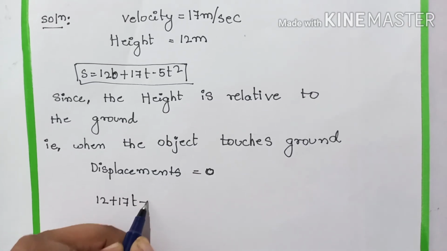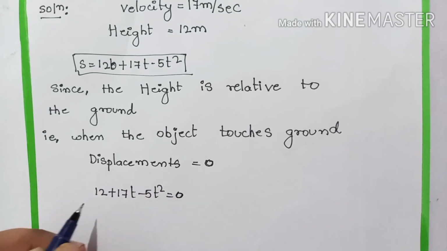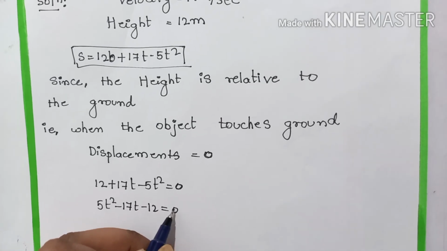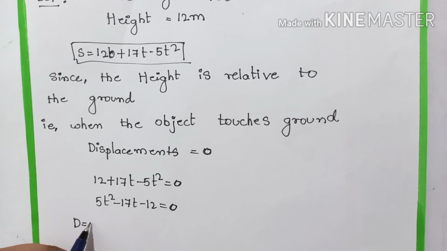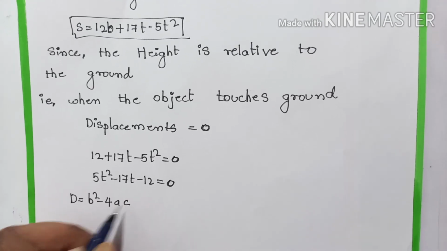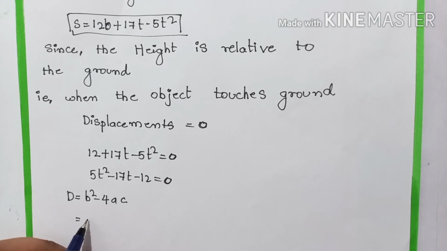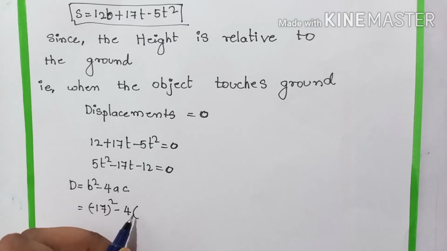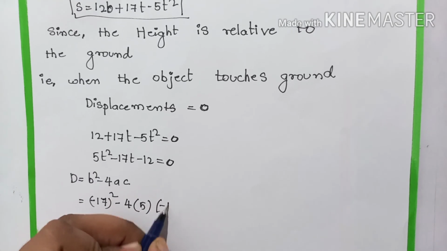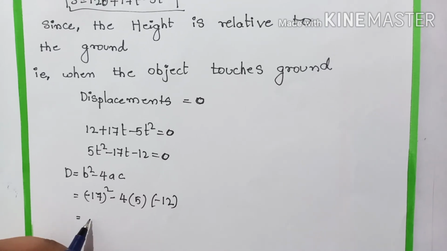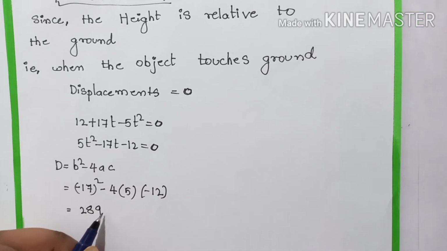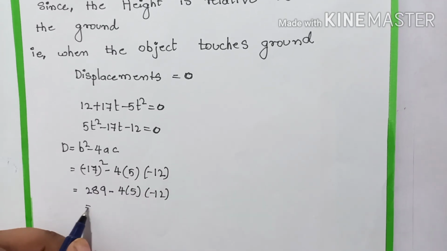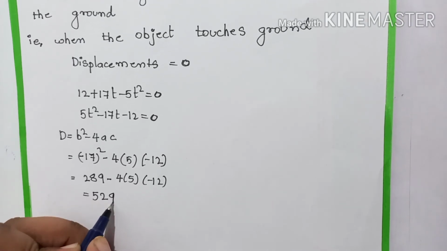12 plus 17t minus 5t square equals 0. That means 5t square minus 17t minus 12 equals 0. Now we will use the formula as usual. D equals b square minus 4ac, and b is minus 17, whole square, minus 4 into a, which is 5, and c is minus 12. 17 square is 289, and 4 into 5 into minus 12. The value we are going to get for d is 529.